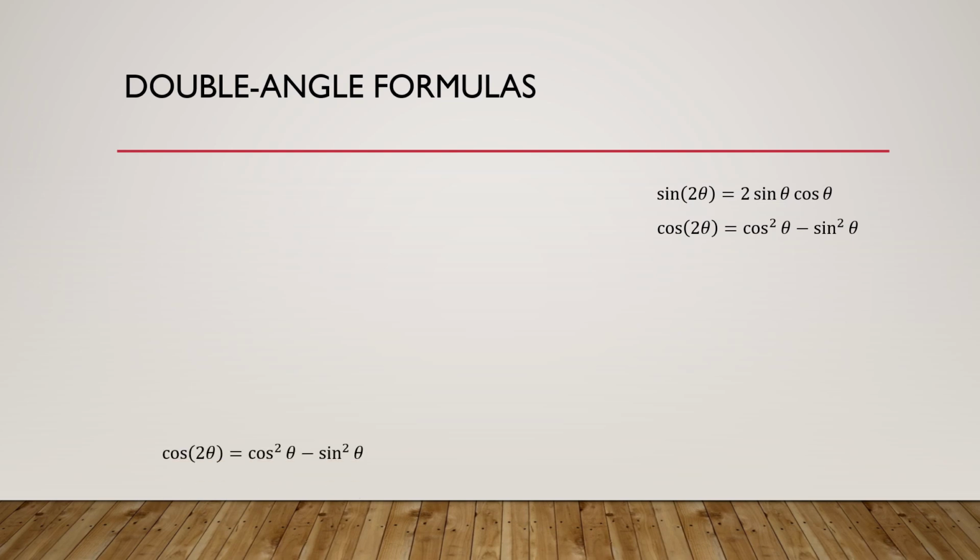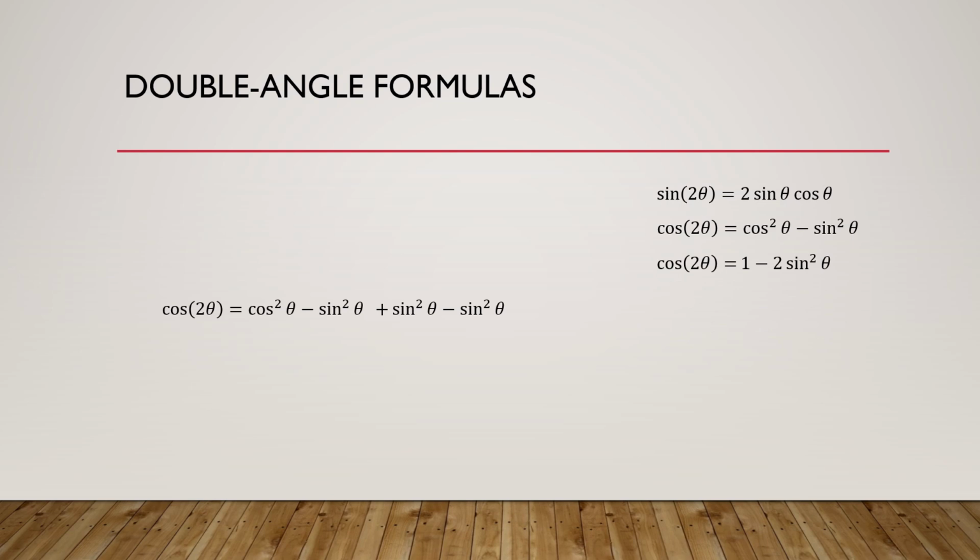Next, we can take this identity and add and subtract sine squared theta, so that cosine squared theta plus sine squared theta equals 1, to arrive at the next identity, cosine 2 theta equals 1 minus 2 sine squared theta.